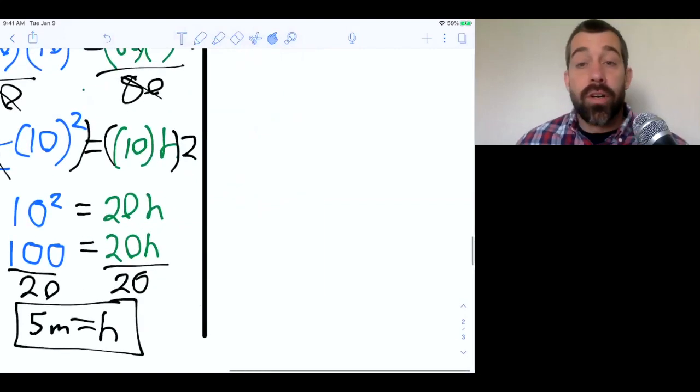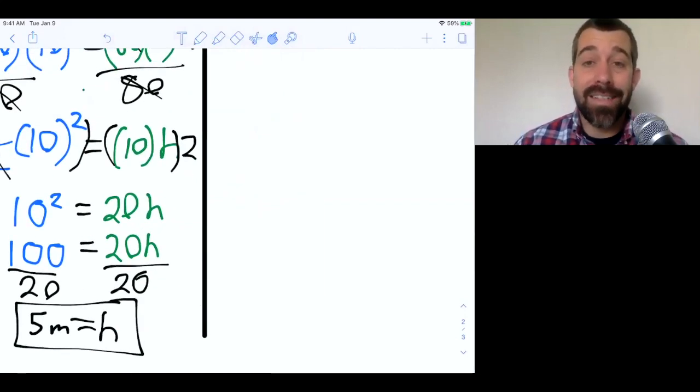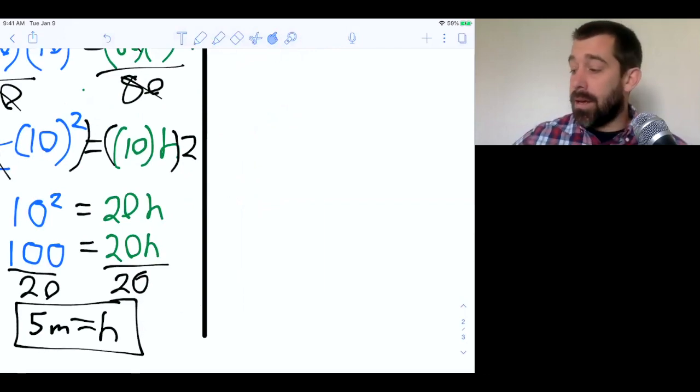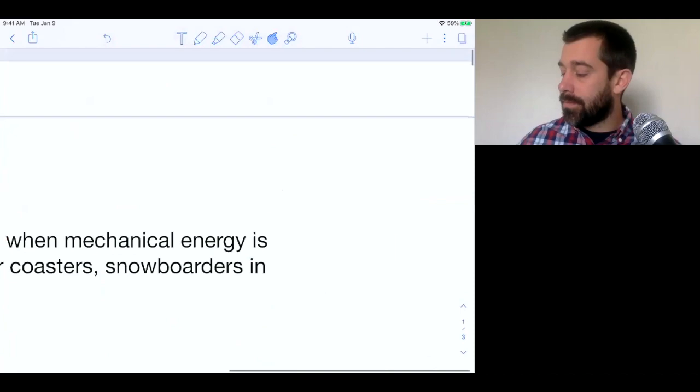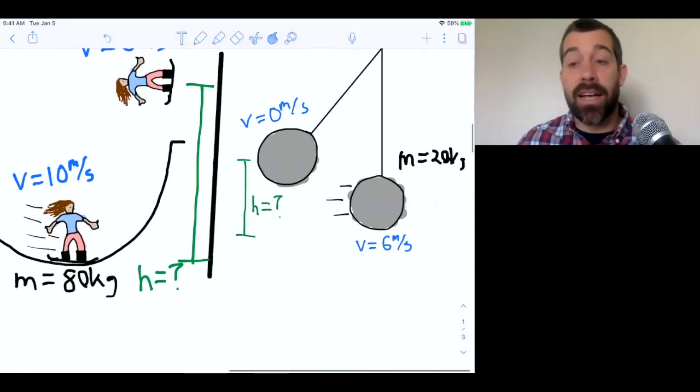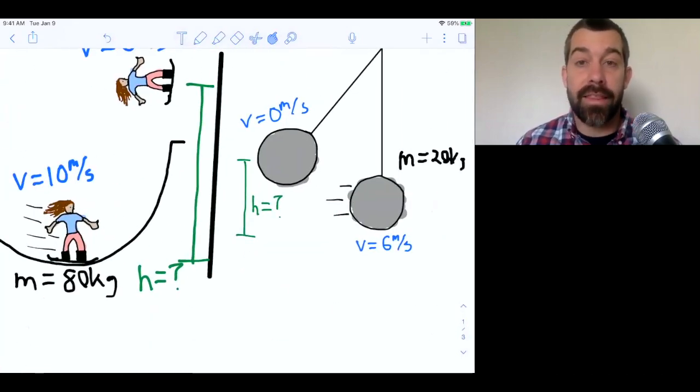It's your turn. You're going to try to find the final solution of what is the height that your wrecking ball was released from in order to reach a velocity of 6 meters per second at the bottom. Good luck with that. Hope you learned something.